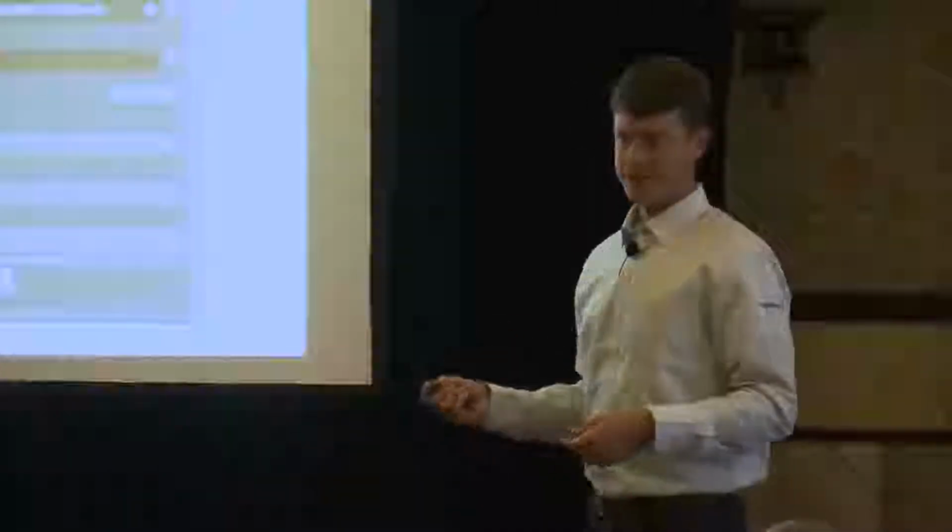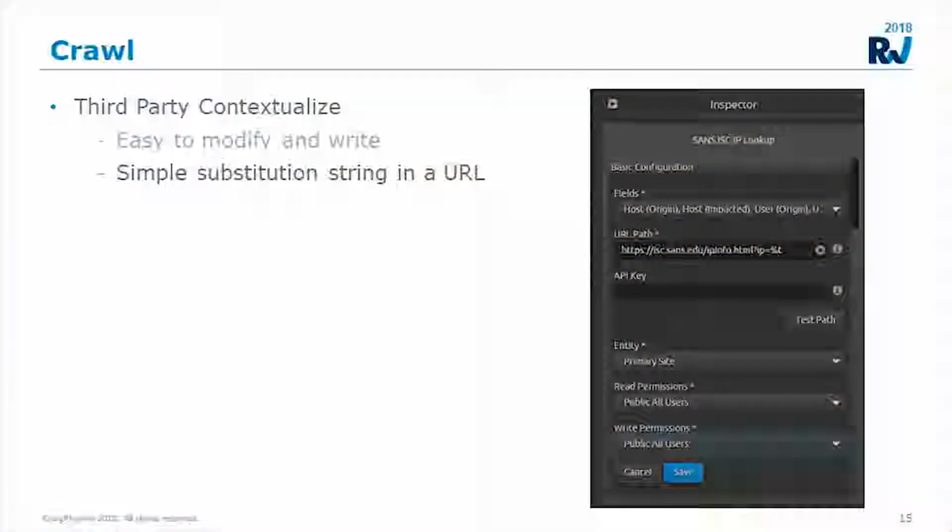We allow you to access sites behind an API, so you can throw an API key in here if you have a paid service that you want to reference. And this is part of our secure object infrastructure in LogRhythm, so you can limit who has access to see it, et cetera.